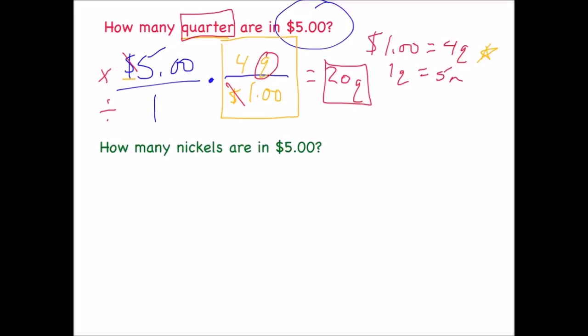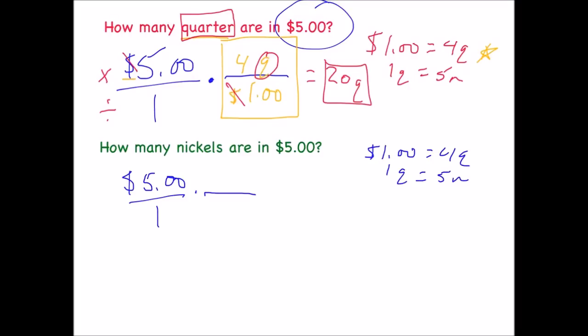Okay, so let's take it another step. How many nickels are in $5? Okay, again, you're going to want to put your given over 1, and our given is still $5. Put our little multiply sign and put another fraction bar. And we're going to have to continue to use our conversion factors. So again, our conversion factors were that $1 is equal to 4 quarters, and that 1 quarter is equal to 5 nickels.